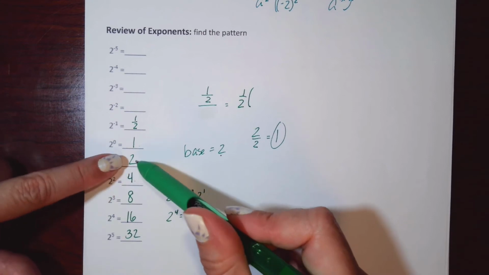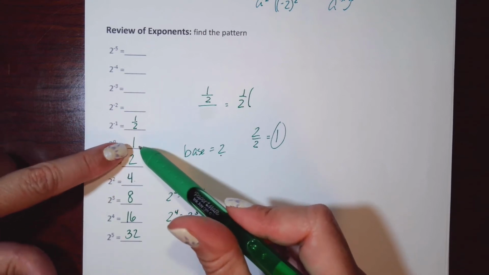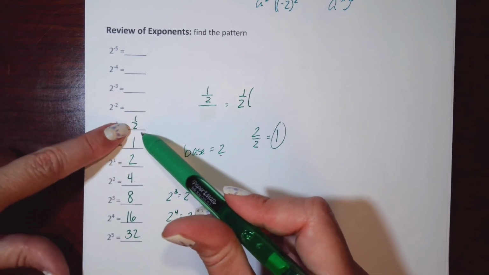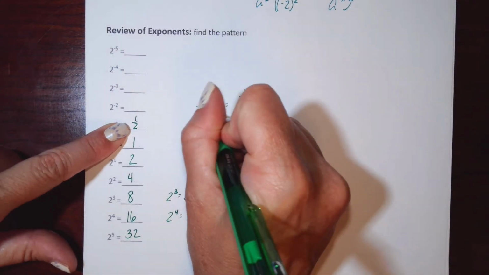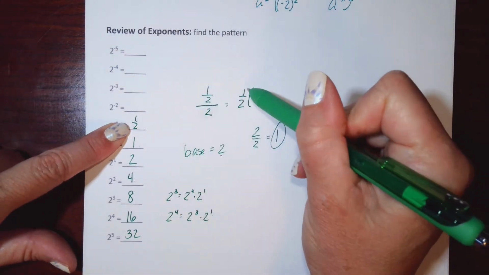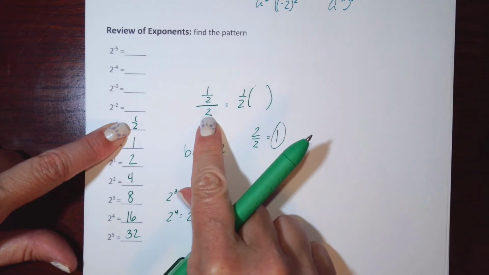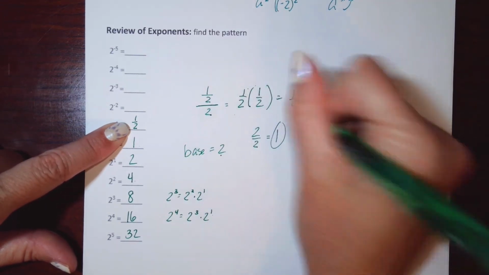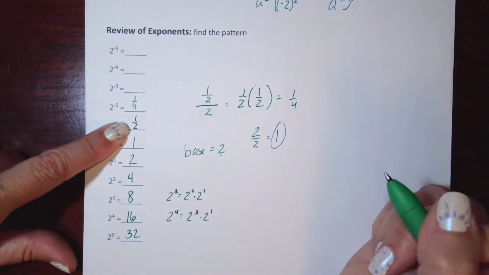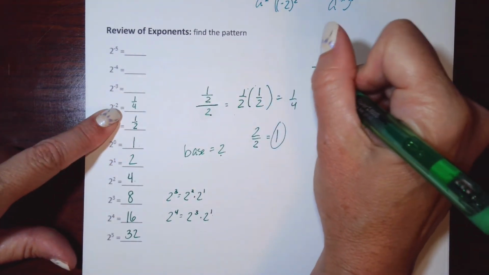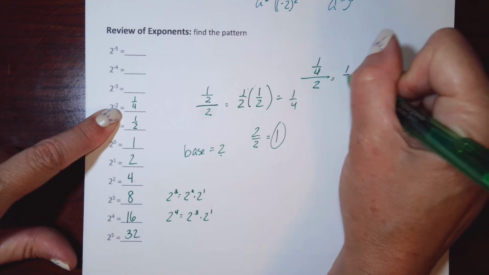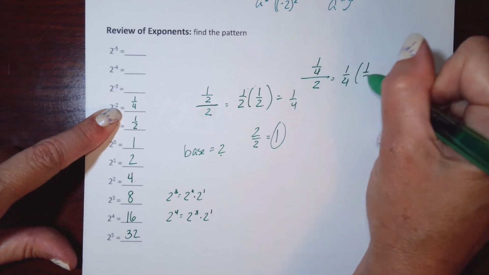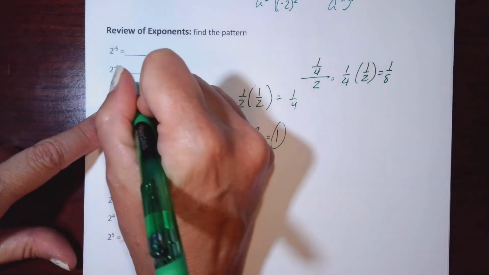4 divided by 2 is 2. 2 divided by 2 is 1. 1 divided by 2 is 1/2. 1/2 divided by 2 is the same thing as 1/2 times the reciprocal of 2, and the reciprocal of 2 is 1/2. 1/2 times a half is a fourth. So what's 1/4 divided by 2? Well, 1/4 divided by 2 is the same thing as a fourth times a half, which is 1/8.